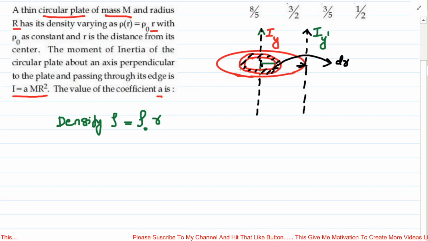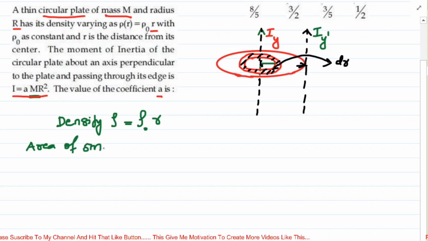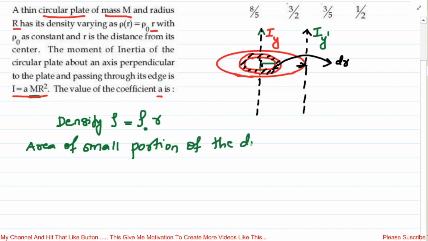So then we just have to find out the small area of a small portion of the disk. Why do we have to find it out? The density is given. If you multiply the density with a small area, you get the small mass of the disk. And to find the total mass of the disk, why? Because in the final answer we require the total mass of the disk, so we first find out the area of the small portion of the disk. I hope you can follow it.